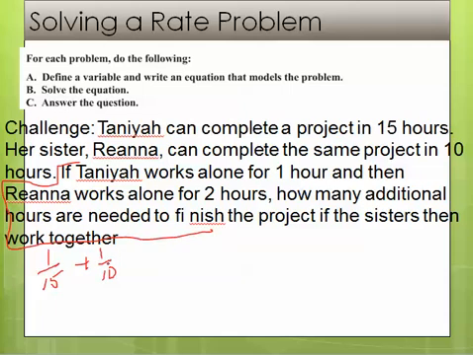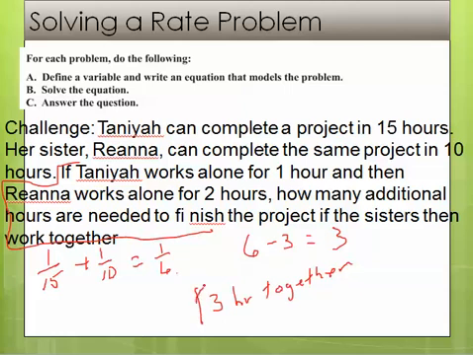Because when I add these two together, what do I get? 1 over 6. If that's 1 over 6, and Tiana worked for 1 hour, and then Rihanna worked for 2 hours, that's 3 hours, right? Well, they were taking 6 minus 3. That gives them 3 hours. So you know what? They need to work 3 hours together. That's the way that works.